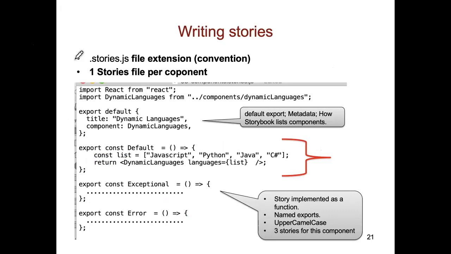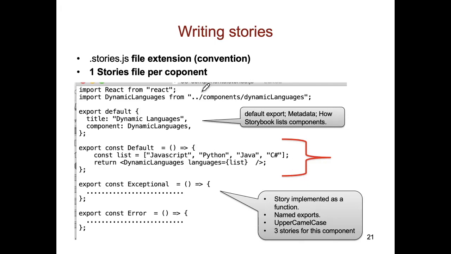And by convention, the extension for those story files is .stories.js. Although I've looked at other articles and they use a different file extension, so it's not that significant, this is the one that we'll use. So every .stories.js file contains all of the stories for a particular component in your code base. That's how you structure your code.